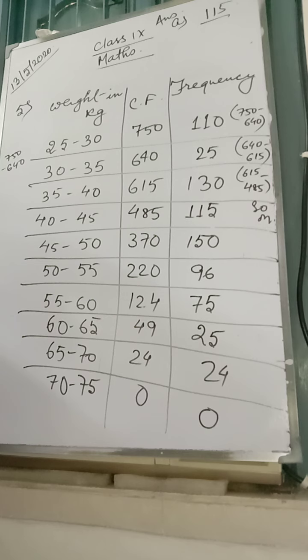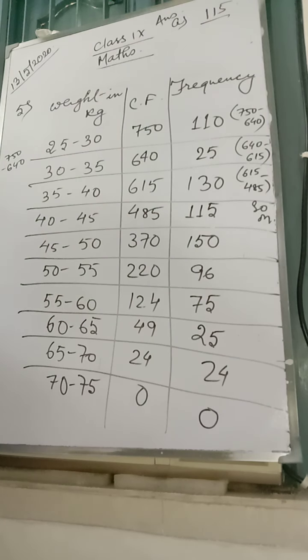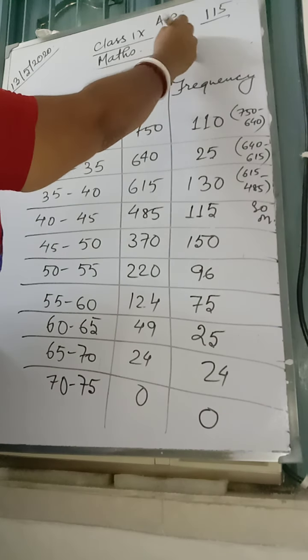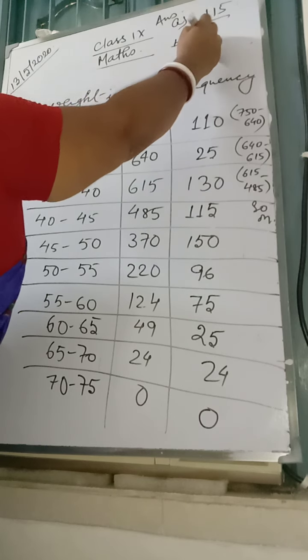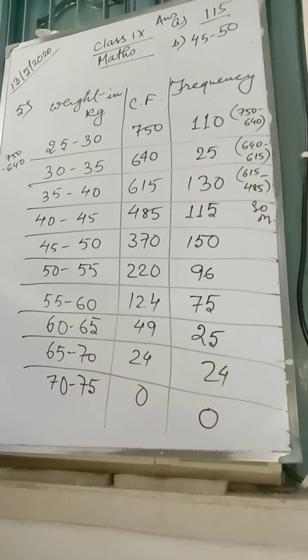Find the interval which has the most number of students. Which interval is having the most number of students? That is 45 to 50, 150 students. Answer of B, 45 to 50. This interval is having the most students.